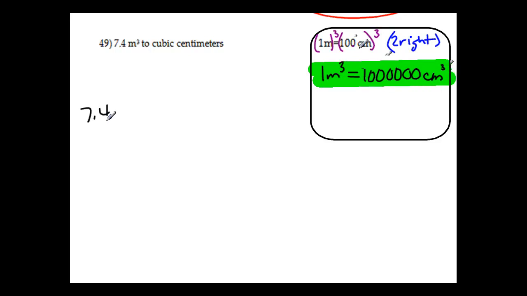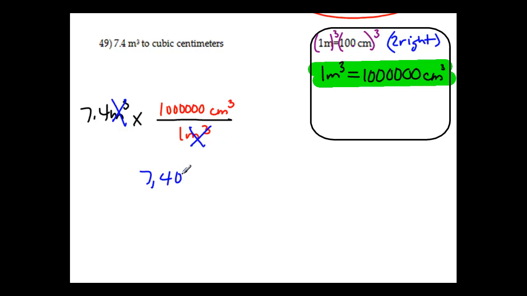I'm starting with 7.4 meters cubed. What we want, we put on the top. So the 1,000,000 centimeters cubed goes in the numerator. 1 meter cubed goes in the denominator. So now double check. These exactly match. It cannot be meters cubed and meters squared. They have to exactly match. Meters cubed, meters cubed. Multiply across, and we get 7,400,000 centimeters cubed.